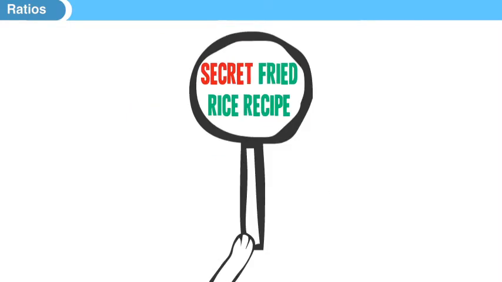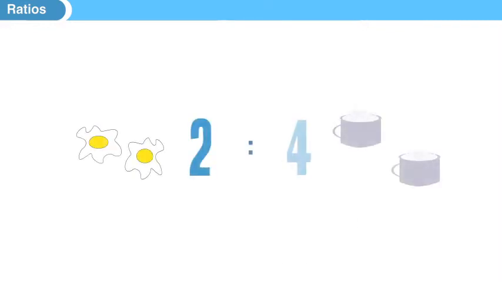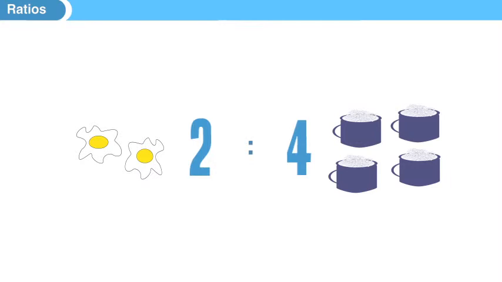My mom's secret fried rice recipe has 2 eggs for every 4 cups of rice. What kind of comparison is it? What is the ratio of eggs to rice? Let's tackle the first question first. What kind of comparison is it?